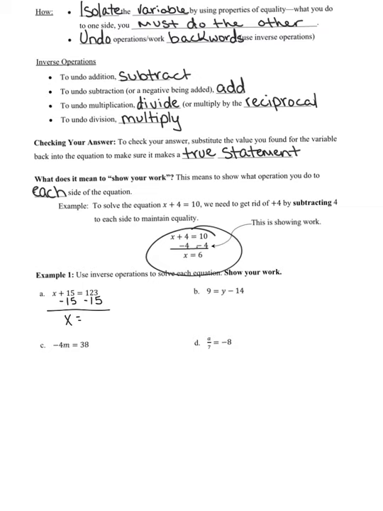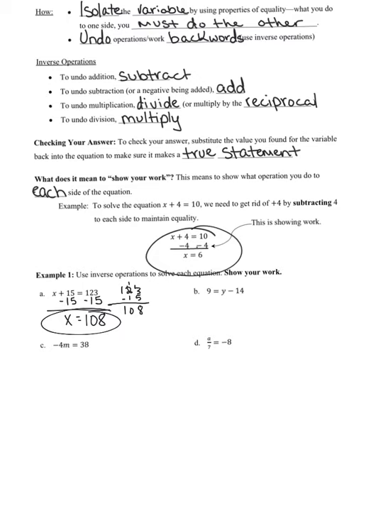So I have x equals, and then I can over here do my 123 minus 15, which is 108. Now, using substitution, I can substitute 108 back in place of x, and I can check to see if it's true by taking 108 plus 15. And if that, in fact, equals 123, which makes that a true statement, then I know I have solved for x correctly.